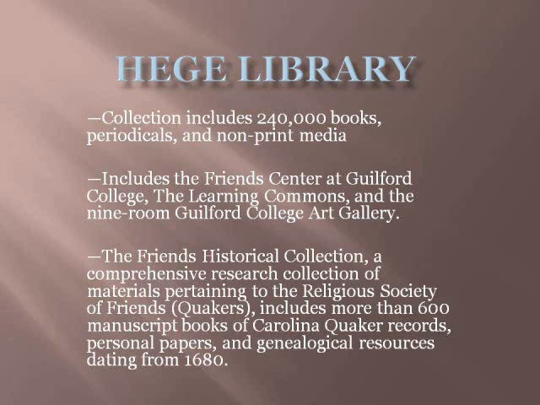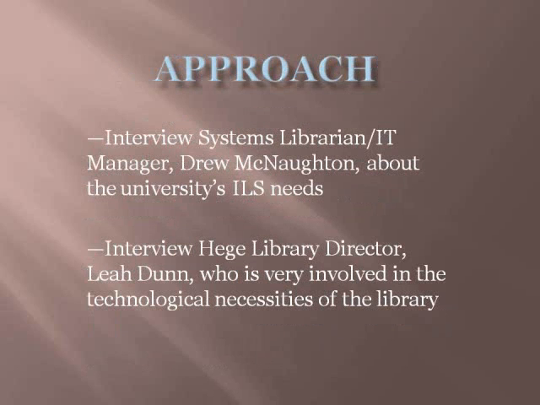The Friends Historical Collection, I'd like to note, is a comprehensive research collection of materials pertaining to the Religious Society of Friends, or Quakers. This collection includes more than 600 manuscript books of Carolina Quaker records, personal papers, and genealogical resources dating from 1680.